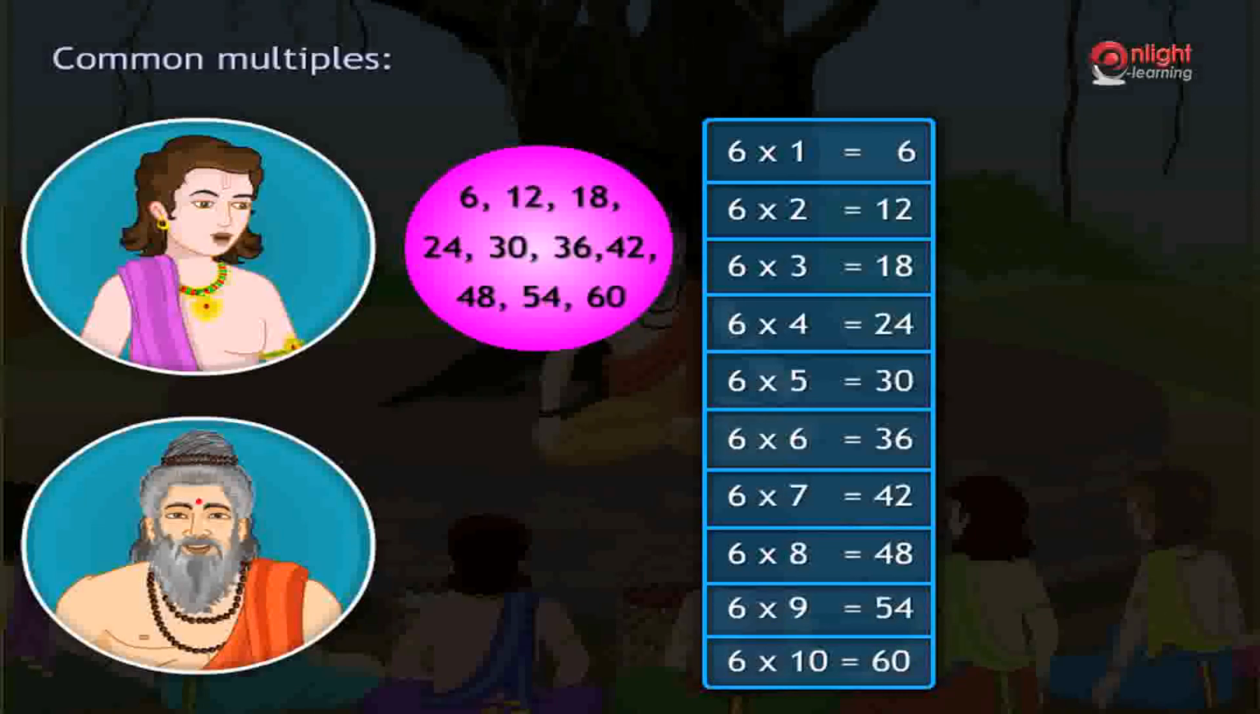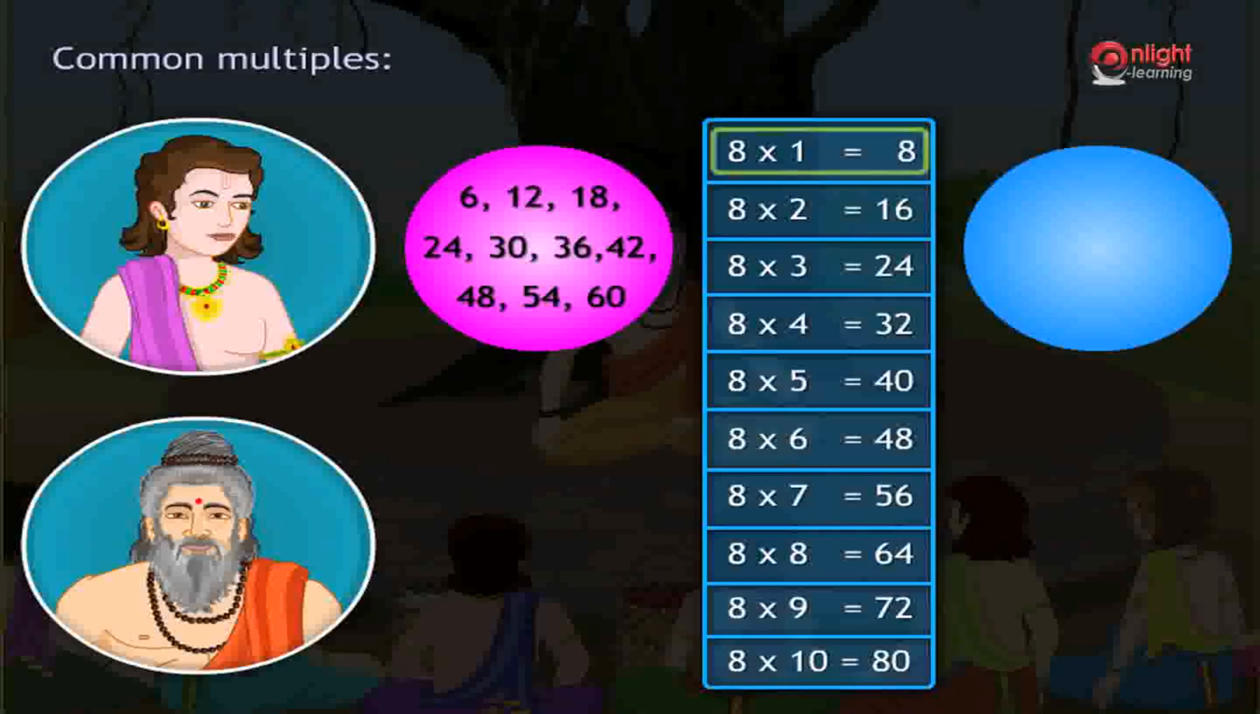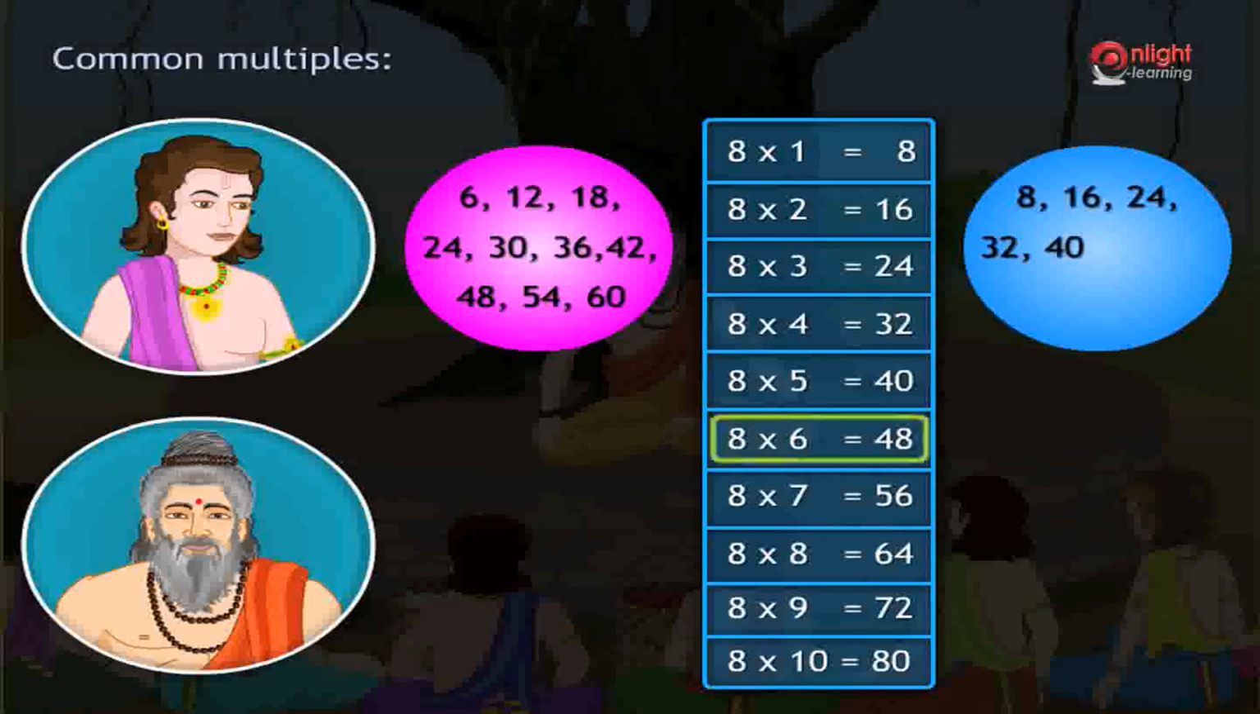Very good. Now write multiples of 8. 8 multiplied with 1 is 8. 8 multiplied with 2 is 16. 8 multiplied with 3 is 24. 8 multiplied with 4 is 32. 8 multiplied with 5 is 40. 8 multiplied with 6 is 48. 8 multiplied with 7 is 56. 8 multiplied with 8 is 64. 8 multiplied with 9 is 72. And 8 multiplied with 10 is 80.